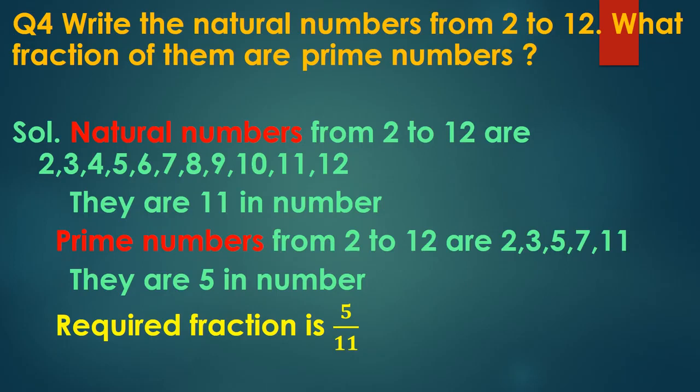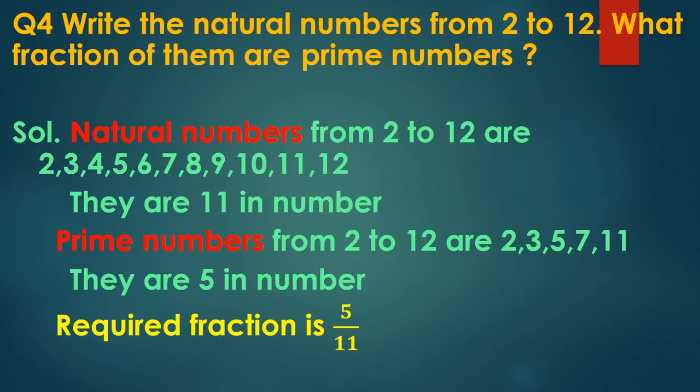So prime numbers are those numbers which are divisible by 1 and the number itself. Or in other words, we can say they have exactly two factors, 1 and the number itself. So the prime numbers from 2 to 12 are 2, 3, 5, 7 and 11. All these numbers are divisible only by 1 and the number itself.